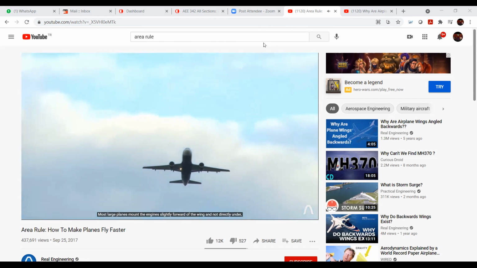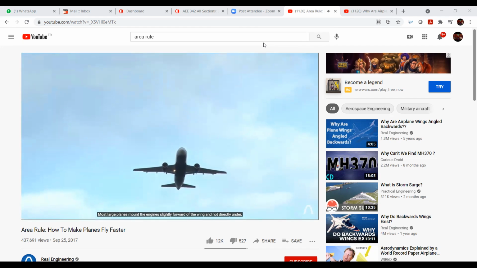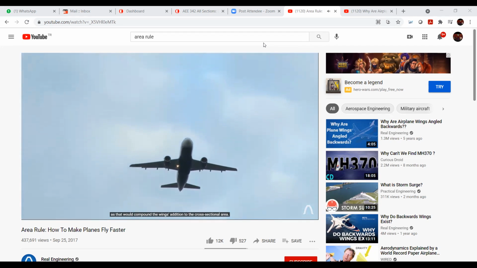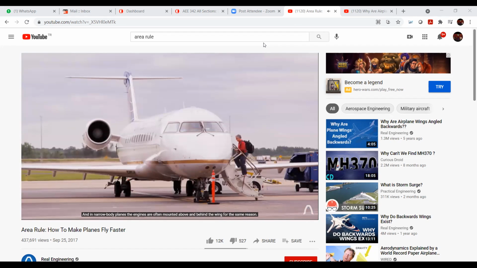Most large planes mount the engine slightly forward of the wing and not directly under, as that would compound the wing's addition to the cross-sectional area. And in narrow-body planes, the engines are often mounted above and behind the wing for the same reason.